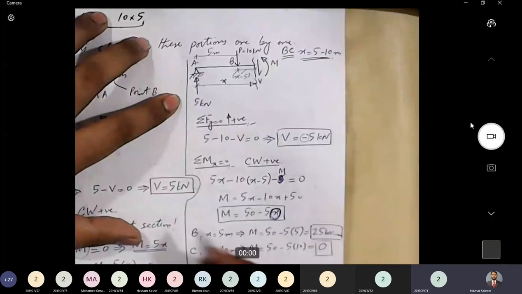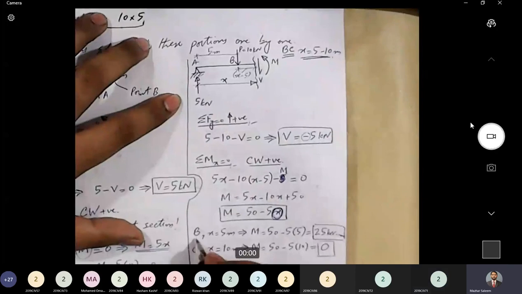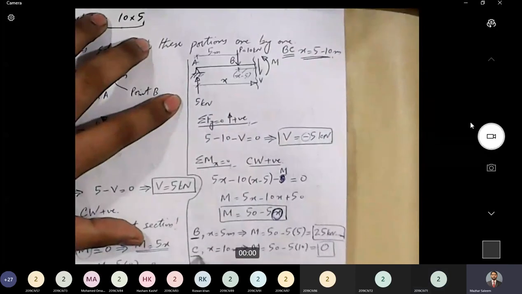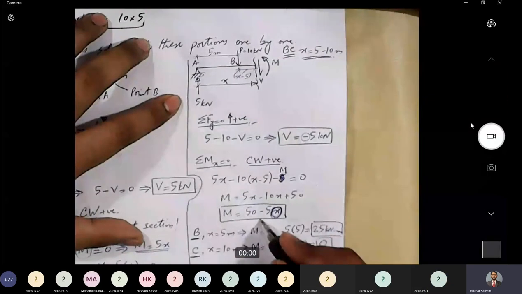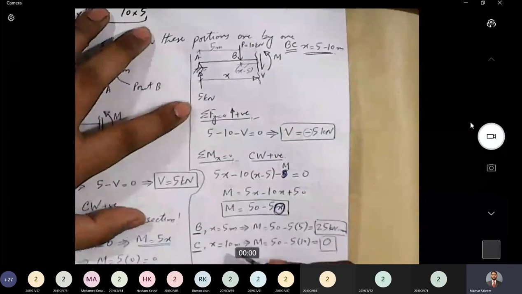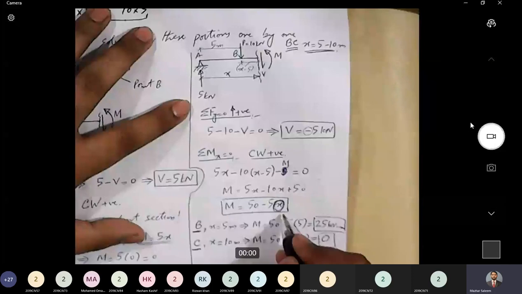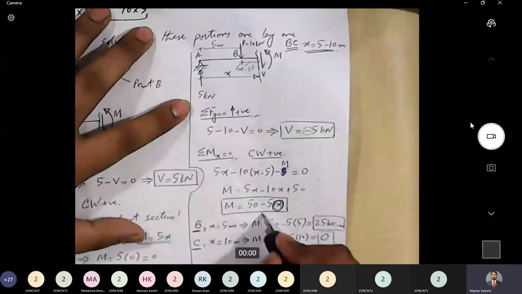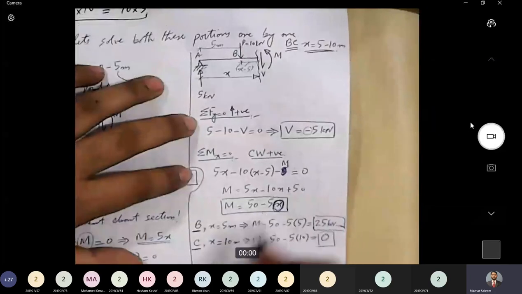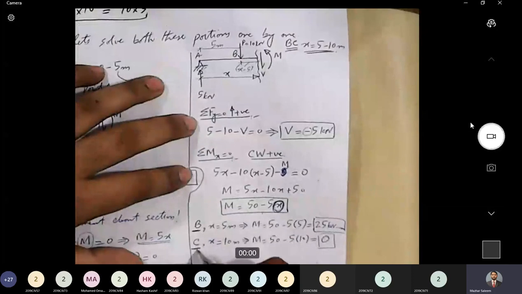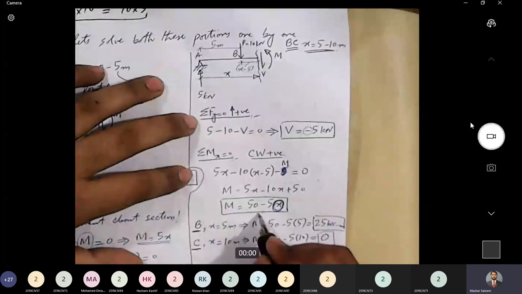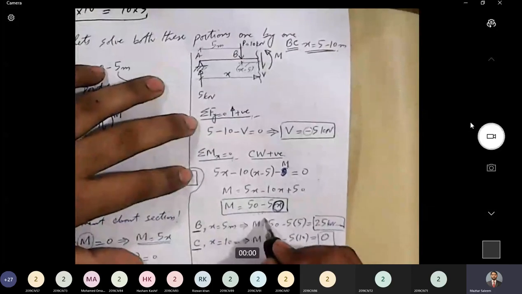Yeah, that's why I have not calculated the moment at point A using this equation. So whatever I have done here is again reinforcing the point that I am making. This equation is not valid for section AB. That is why I did not calculate the value of moment at point A using this equation. I just calculated the value of moment at point B and at point C, because this equation is for portion BC. This is not for portion AB.